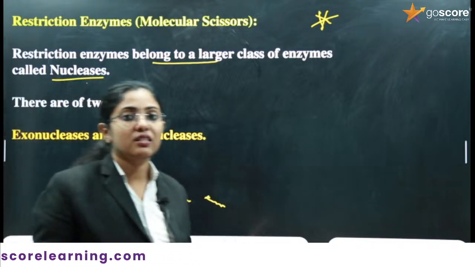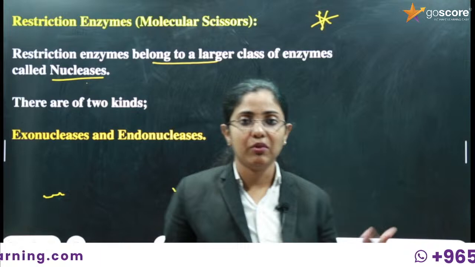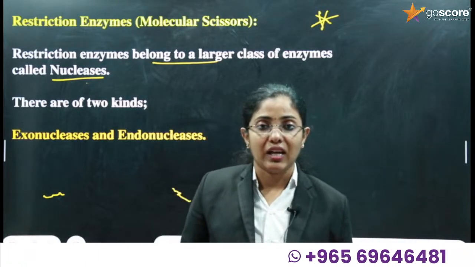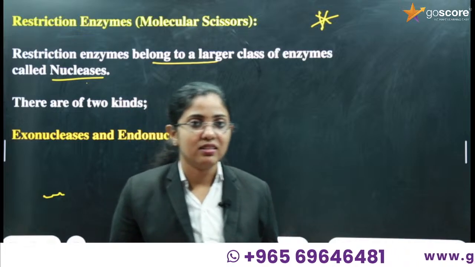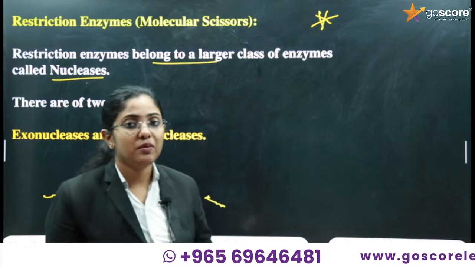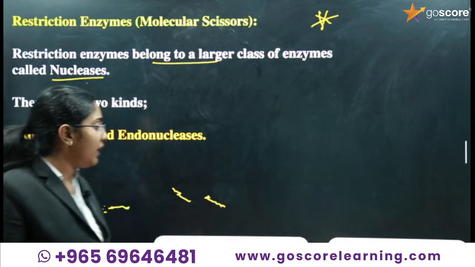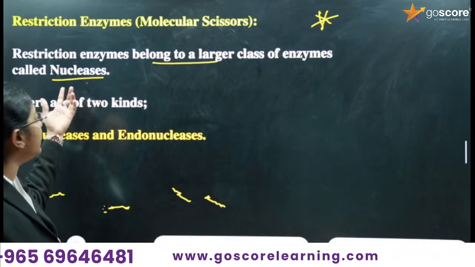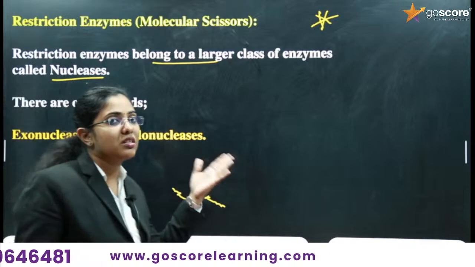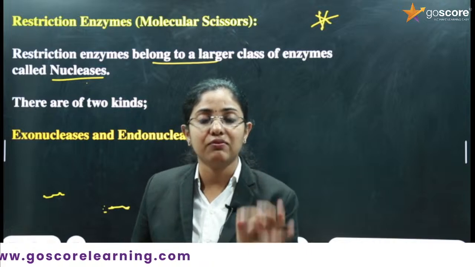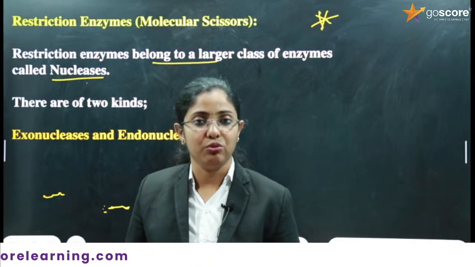We have already studied in grade 11 about different kinds of enzymes, right? Oxidoreductase enzyme is there, isomerase is there, ligase is there. Different kinds of enzymes and enzymatic reactions we have already done in grade 11. So here what we have to learn is in which class this restriction enzyme belongs. Restriction enzyme clearly belongs to a large class, that is nucleases.